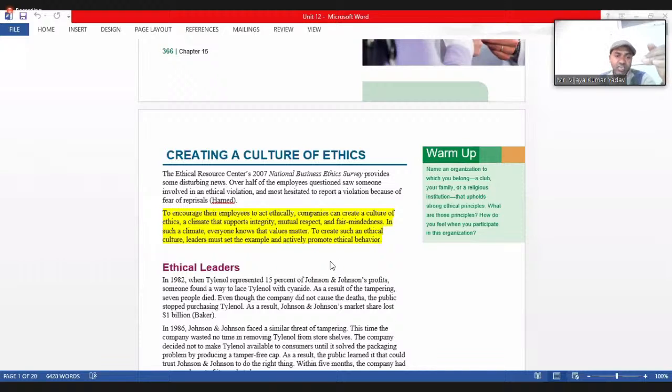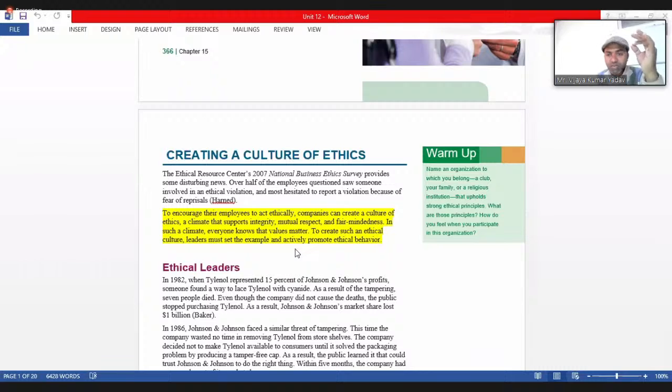To create such an ethical culture, leaders must set the example and actively promote ethical behavior. In order to make such an environment in a company, the head must set the example. The head of that company must be ethical. If the head of the company is ethical, automatically all the personnel involved in that company will be ethical. So this should start from the head, that is, the manager.